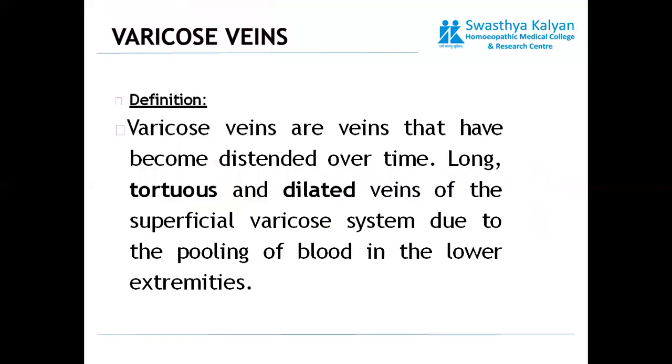But before we start, let's look into the definition. So, how do you define it? Varicose veins are veins that have been distended over a long time, and they are tortuous and dilated veins of the superficial venous system due to pooling of blood in the lower extremities. So, as I explained, there is an excessive dilatation and they become tortuous, they become quite visible due to stagnation of blood in the lower limbs.